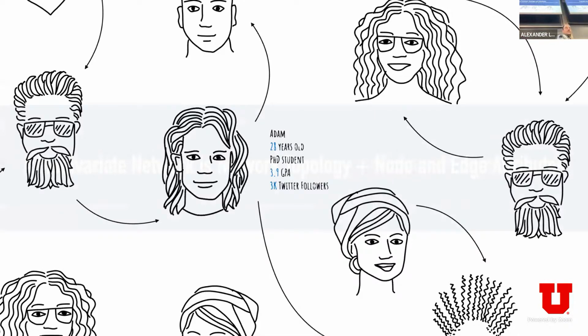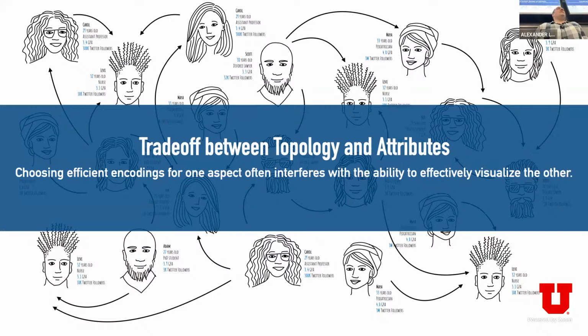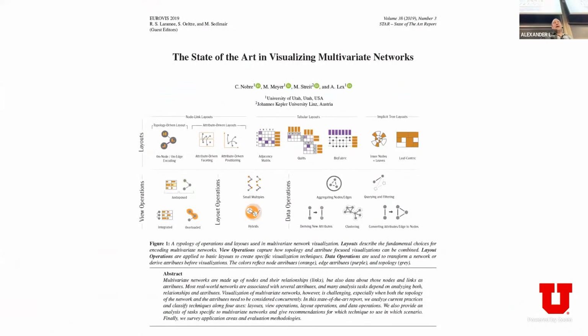And as you can imagine, there's this trade-off that we have to work with between topology and attributes. And so choosing an efficient encoding for one aspect interferes with the ability to effectively visualize the other. And so this tutorial is based on the state-of-the-art report, which is a very long paper analyzing all kinds of different layouts and all kinds of different approaches you can have for multivariate networks. And so I'll loosely structure this presentation based on this report.